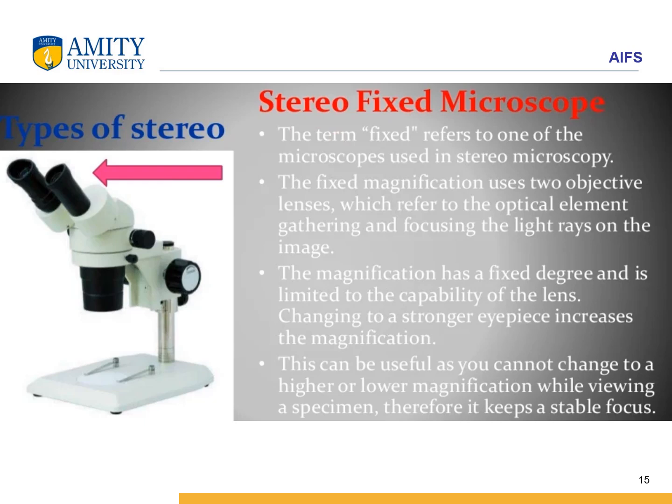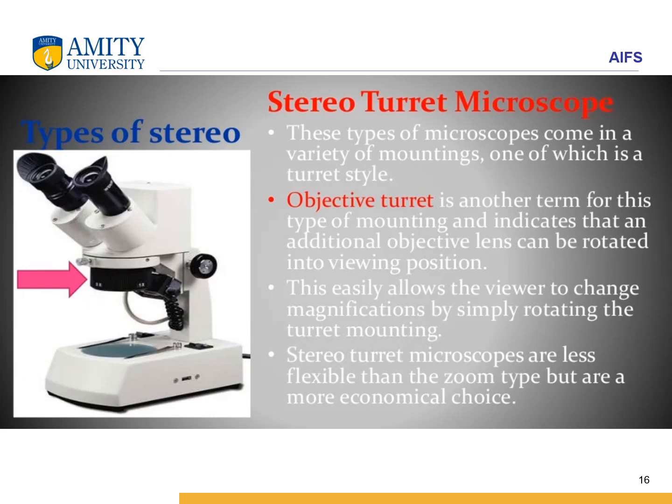Next is your stereo turret microscope. So this is the stereo turret microscope. Here I have this turret. So what is the difference? These types of microscope come in a variety of mountings, one of which is turret style. Objective turret is another term, that is, the turret is here for this type of mounting and indicates that an additional objective lens can be rotated into viewing position.